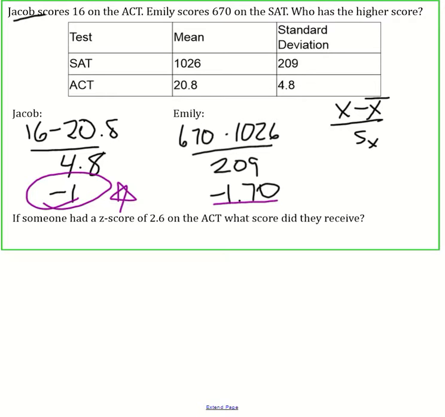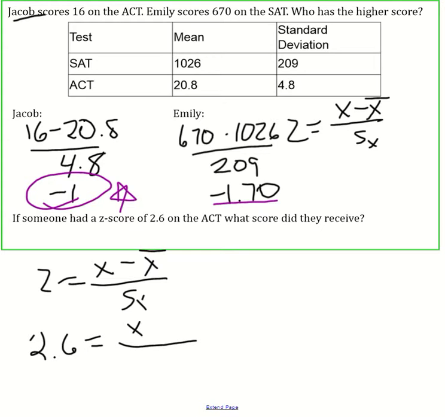We can also work backwards. If someone had a 2.6 z-score on the ACT, what score did they receive? Remember, in our formula, z equals all of this stuff. If we use that formula again, we can plug in the information we know about the ACT. We put 2.6 in for z. We don't know their score, so we leave that as x, but we know the mean of ACT scores is 20.8 and the standard deviation is 4.8.